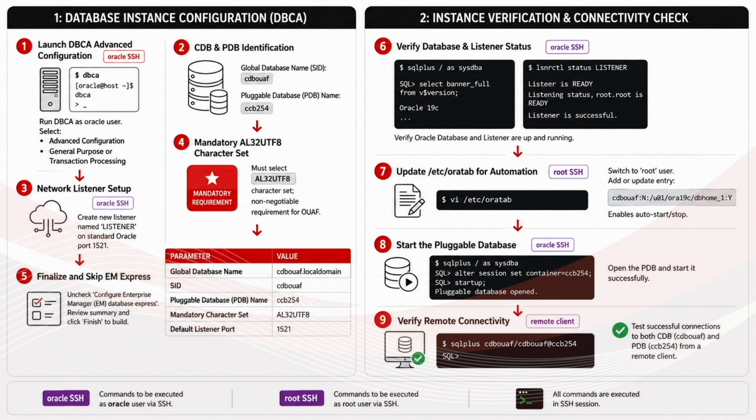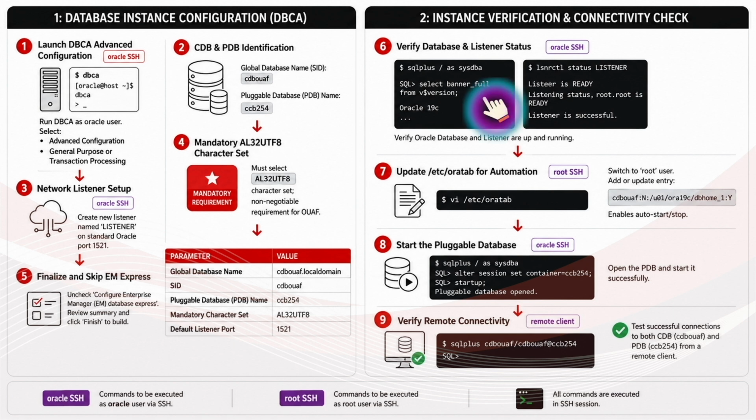First, from the Oracle user session, we will launch DBCA. We will select advanced configuration and choose the general purpose or transaction processing template. For the database naming configuration, you need to follow the values on the slide and the walkthrough. Next, we will configure a new listener named listener on port 1521, which is the default Oracle listener name and the port. We will also make sure the character set is configured as AL32UTF8, which is a mandatory requirement for OUAF applications. Once the database instance is created, we will perform some verification checks.